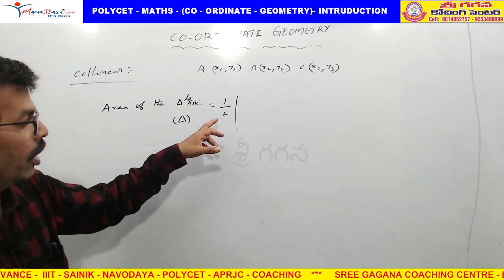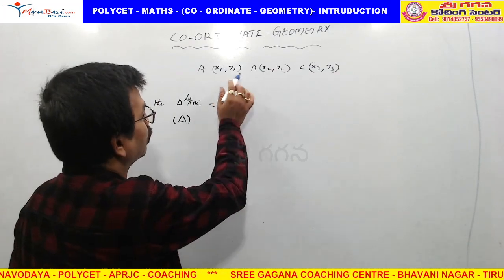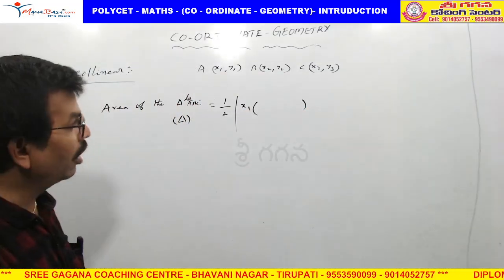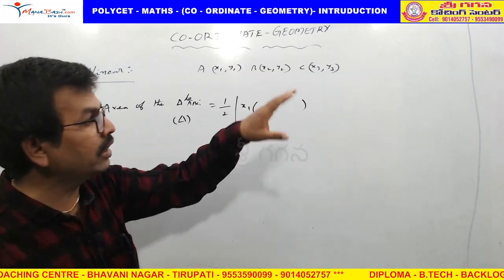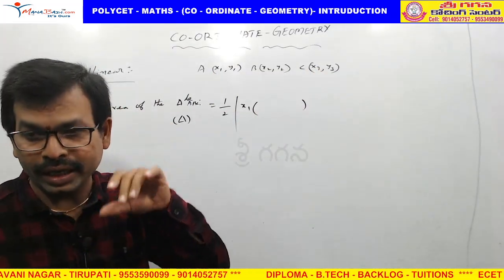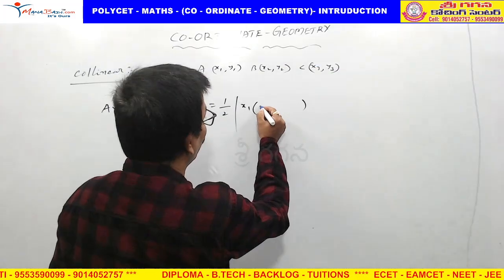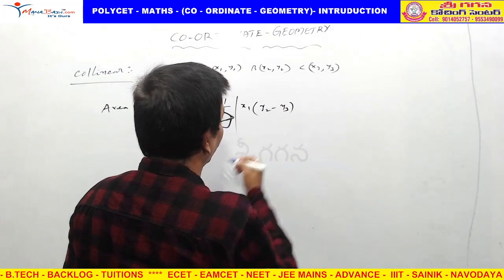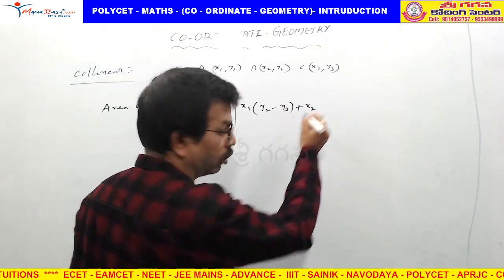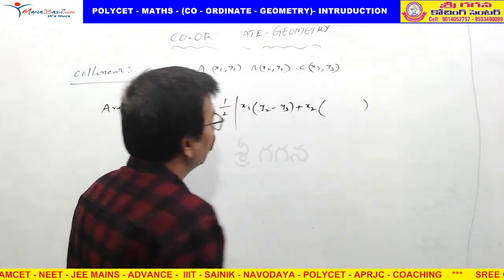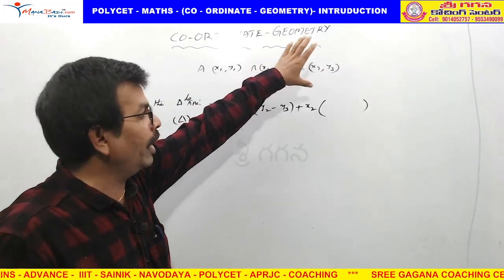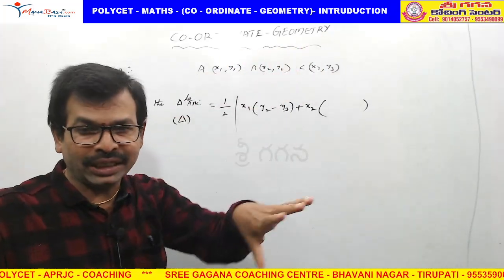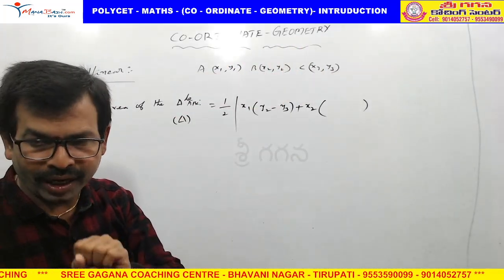So area is one by two into, always you have to take the x coordinates. When you are taking x1 here, put brackets, and leave out this one. You have to write the difference of the remaining two terms in terms of y. So how to write here? y2 minus y3. So the first one is over. Next, take x2 here: you have to leave out this one, remove this one. The remaining two points you have to take, the difference in terms of y only. Then you will get the correct answer.